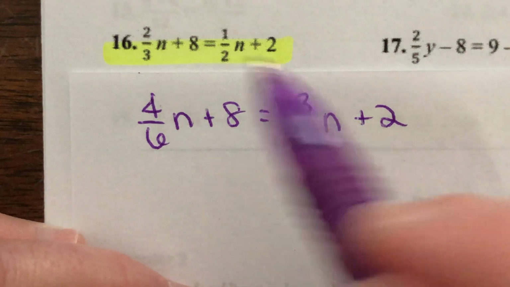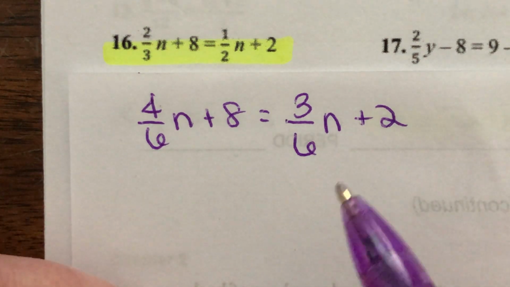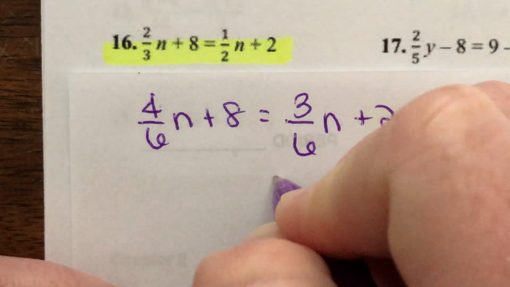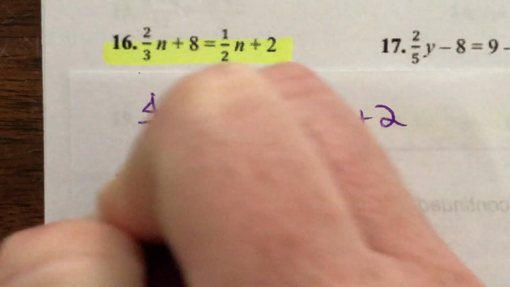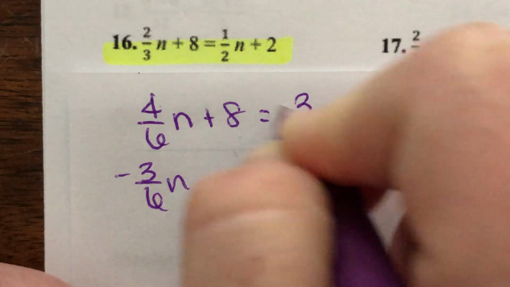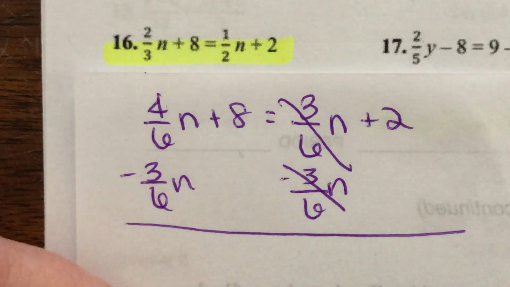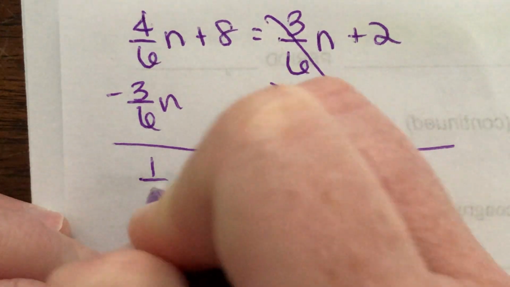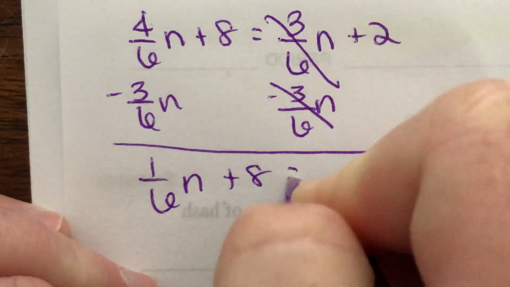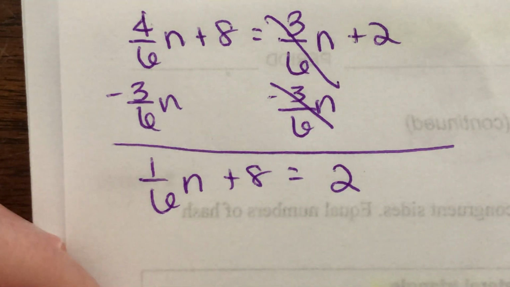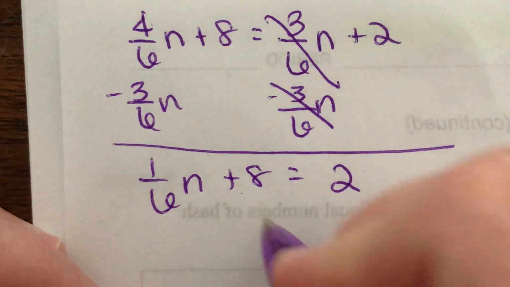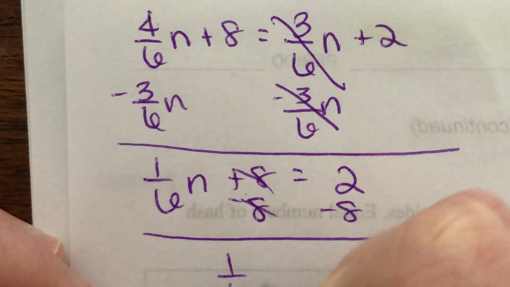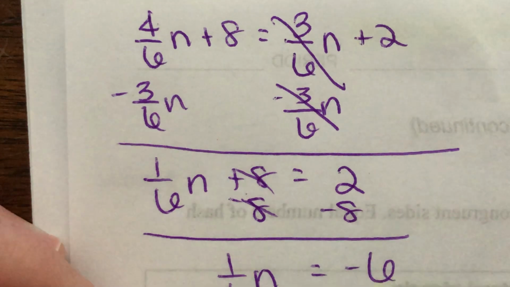Didn't change the value. But now I can subtract. So to get rid of my smallest variable, I'm going to get rid of 3 over 6n. So minus 3 over 6n, minus 3 over 6n. These are going to go away. When I subtract on the left, I'm going to get 1 over 6n, bring down that plus 8, and I still have a 2 over here. So now I can get rid of this 8, and 1 over 6n equals -6.